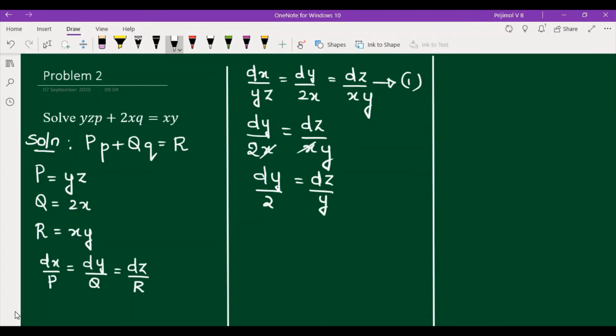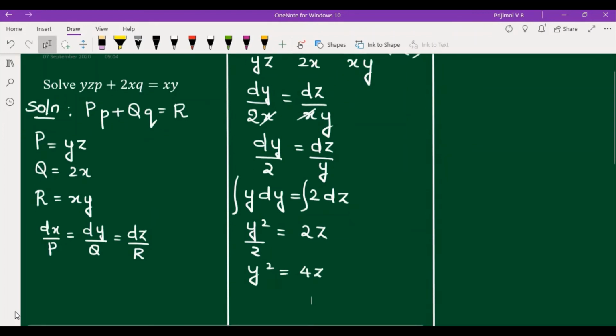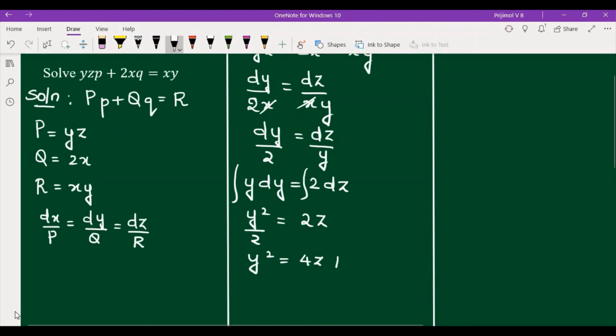Now you have to separate the variables, bring all like terms together. So y dy is equal to 2 dz. Now the variables are separated. Now you can integrate on both sides. So the integration of y is y square by 2, and 2 into the integration of a constant is 2z. So you get y square equal to 4z, plus you can add an integrating constant, say c1. So y square minus 4z equal to c1.